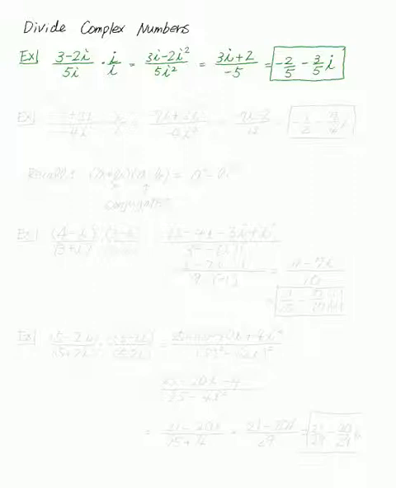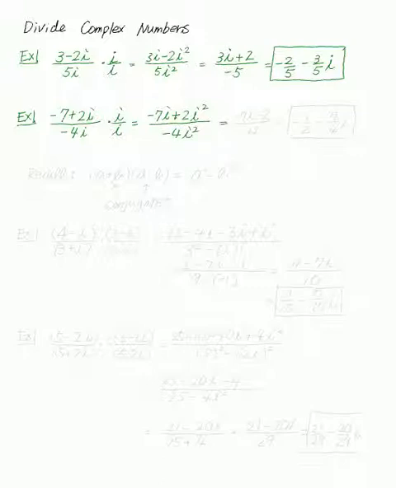Let's try another one. So I'm going to start out with negative 7 plus 2i over negative 4i. I'm going to apply the same strategy and multiply the top and bottom both by the complex number i. Up top, I'm going to get negative 7i plus 2i squared, all over negative 4i squared.